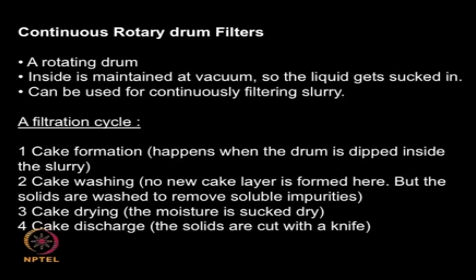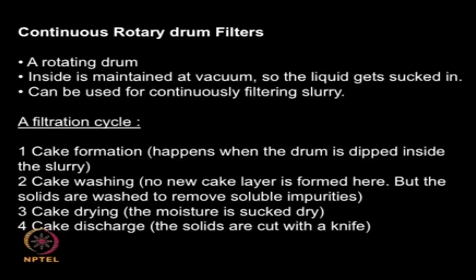Step number 1, cake formation step. This is the time when the drum dips inside the slurry. So the drum is inside the slurry and there is a vacuum applied inside the drum. So the liquid gets sucked inside the drum, and the solids form a cake, retained on the surface of the drum. This is where the actual filtration takes place. Once the drum comes out of the slurry, there is no new cake being formed. Please remember that once the drum comes out of the slurry, there is no new cake formed, but the solids are washed here.